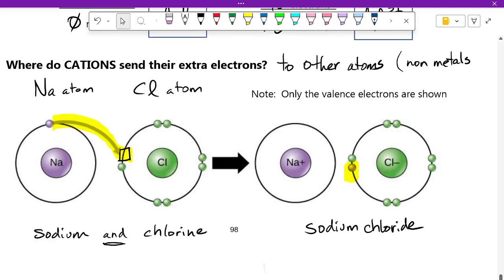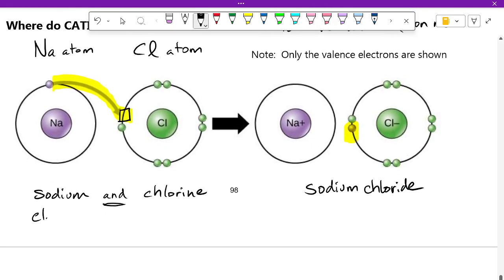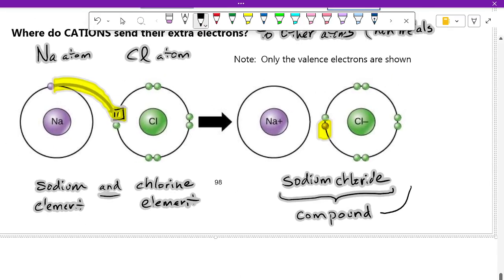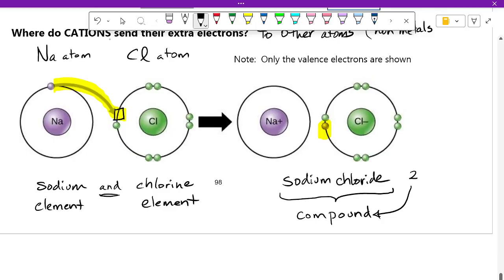And now instead of having sodium and chlorine, we have sodium chloride. Sodium is an element. Chlorine is an element. The combined elements are called a compound. And a compound is when you have two or more elements stuck together.